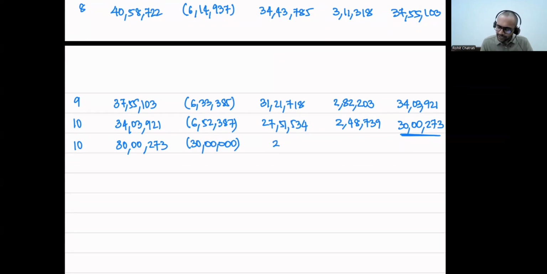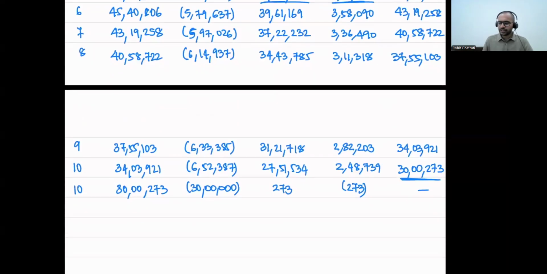We are then left with a balance of 273, which I will be recognizing as a rounding difference in the interest, and finally the closing balance of the lease liability will actually go down to zero.